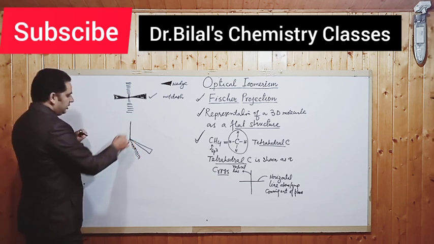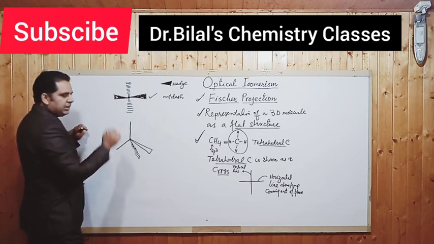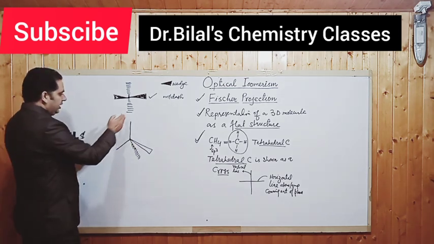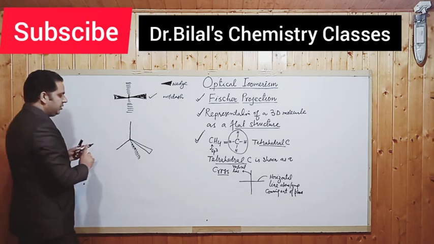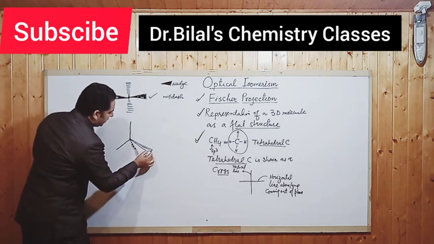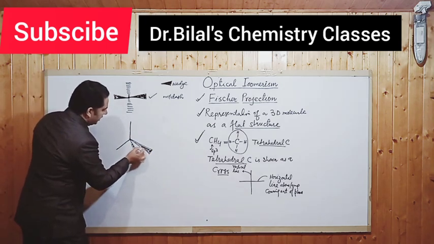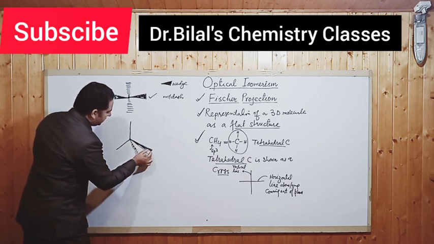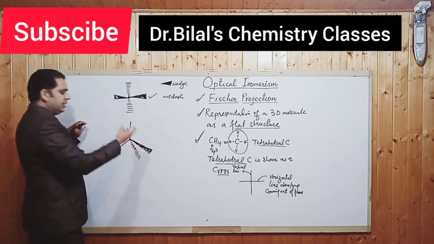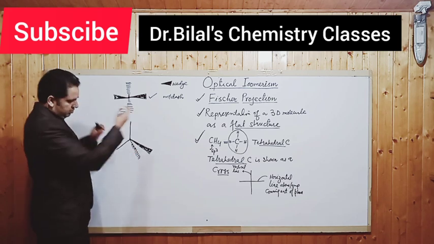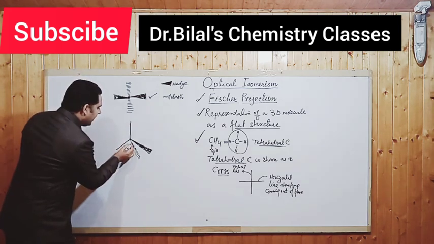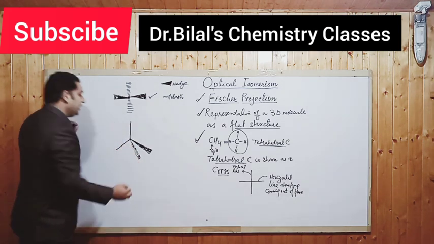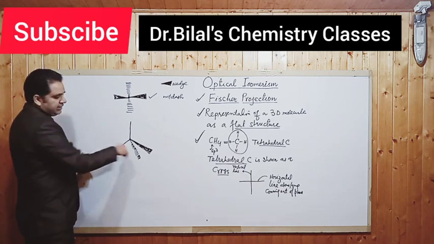The two groups, the two lines, which are simple lines, it indicates these two groups are in the plane. The one which is shown by the solid line, it is known as wedge. It means it is coming out of the plane, bahir aa raha hai, and this dash line means it's getting into the plane, ye andar ki taraf ja raha hai.